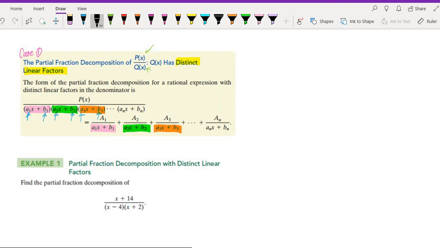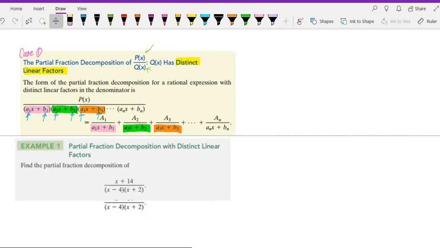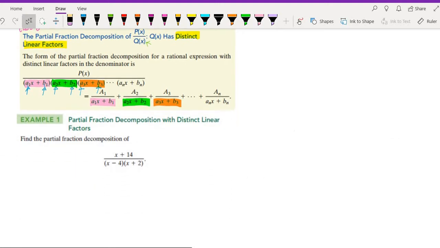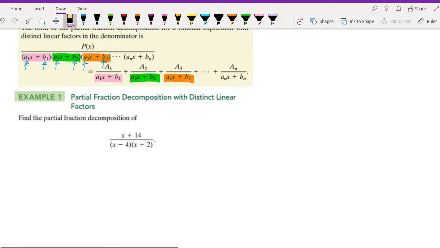In the past, some students have asked me, why don't you use A, B, C, D? If you think about it, we only have 26 letters in the alphabet, and this can actually go on forever. That's why we have A sub 1, A sub 2, A sub 3, and so on. Okay, let's see how we use this case 1 to solve example 1.